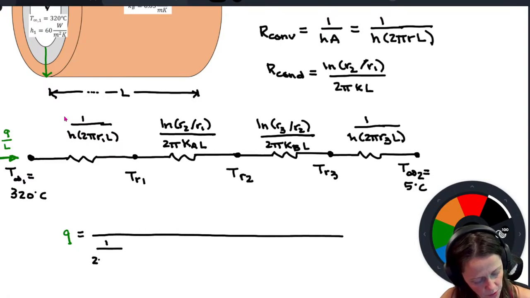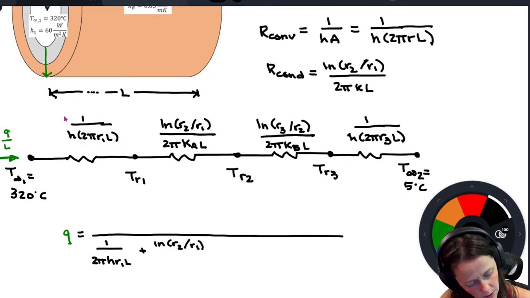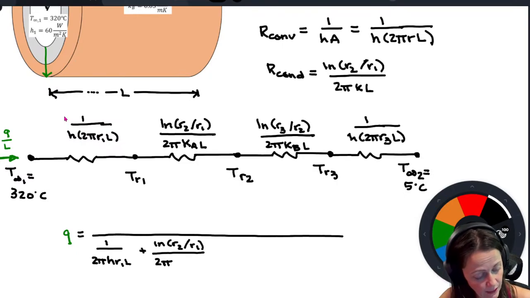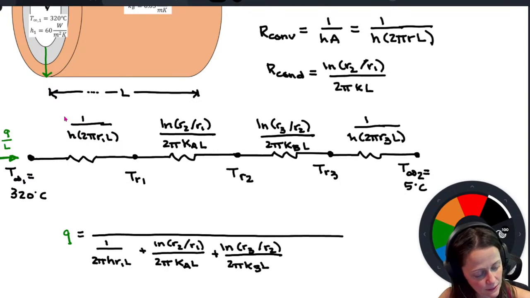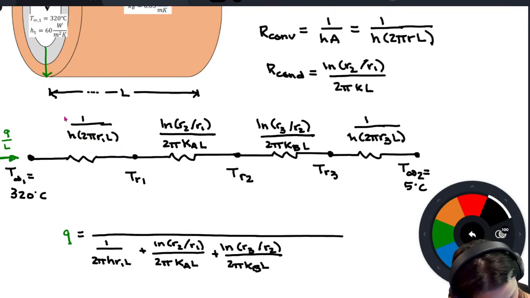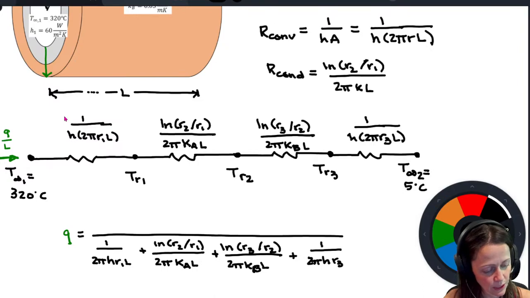I probably should have just written this the one time, but I've already done it. So 1 over 2 pi h R1 L, plus the natural log of R2 over R1 over 2 pi kA L, plus the natural log of R3 over R2 over 2 pi kB L. One more, oops, plus 1 over 2 pi h R3 L.